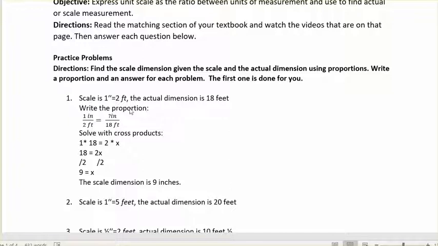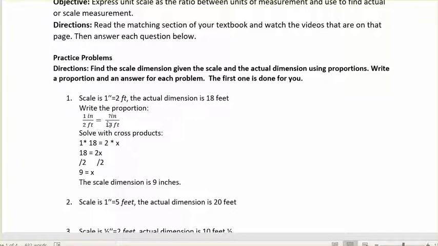So I did number one already, but let me explain how I did that. It tells you what the scale is. It says these two, it looks like a quotation mark, but that means 1 inch equals 2 feet. That's the scale given. So that will be one of our ratios, and the actual dimension is 18 feet. So we're going to write a proportion. And our proportion is going to have two ratios equal to each other. So the first one will be the scale, 1 inch over 2 feet, written like a fraction.